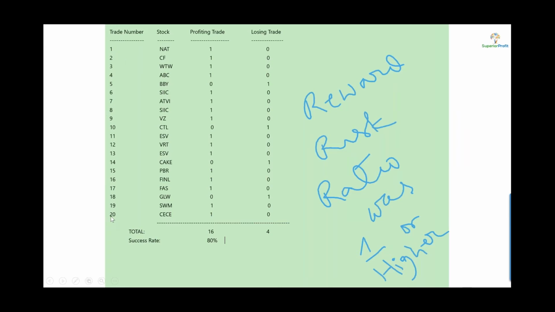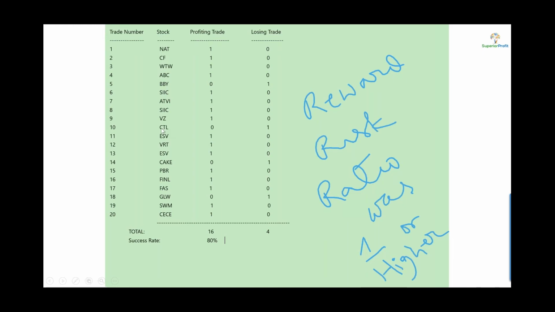There were exactly 20 trades shared in the community. We went through NAT, Nordic American Tanker, CF, WTW, SIIC. Remember CMDG, Comfort Delgro, was not taken, so that is not in the count. You can see a few trades also made a loss. BBY made a loss. It was a swing short trade that was identified.